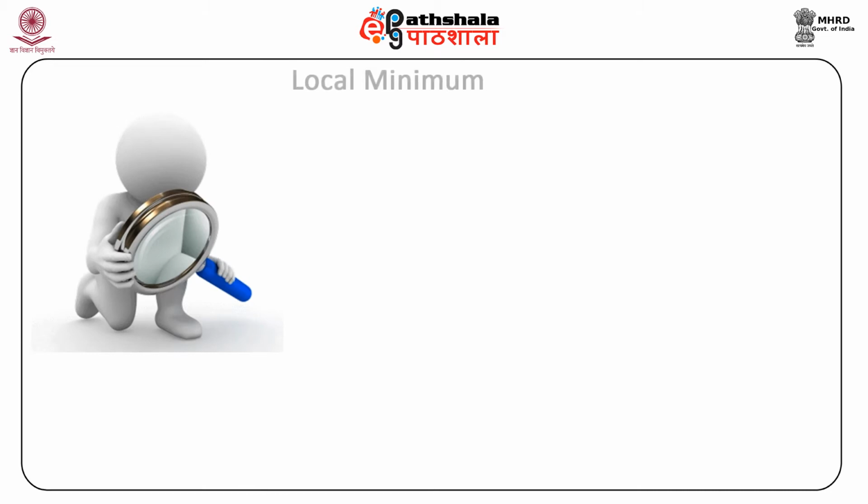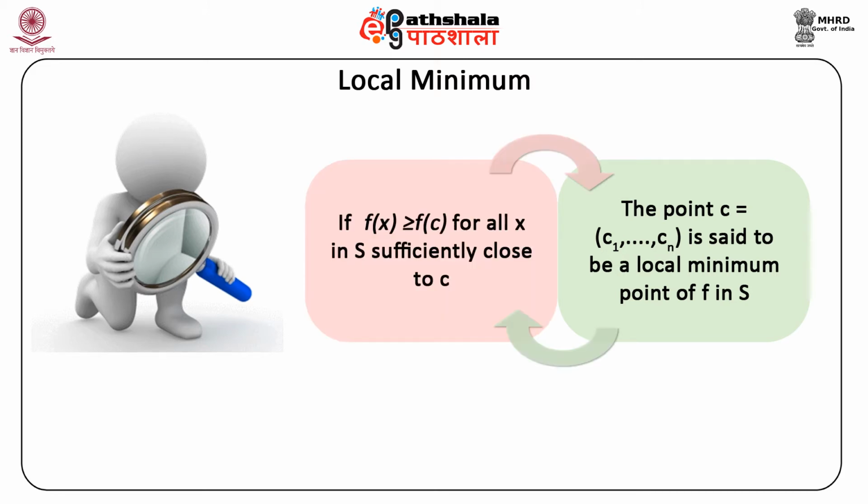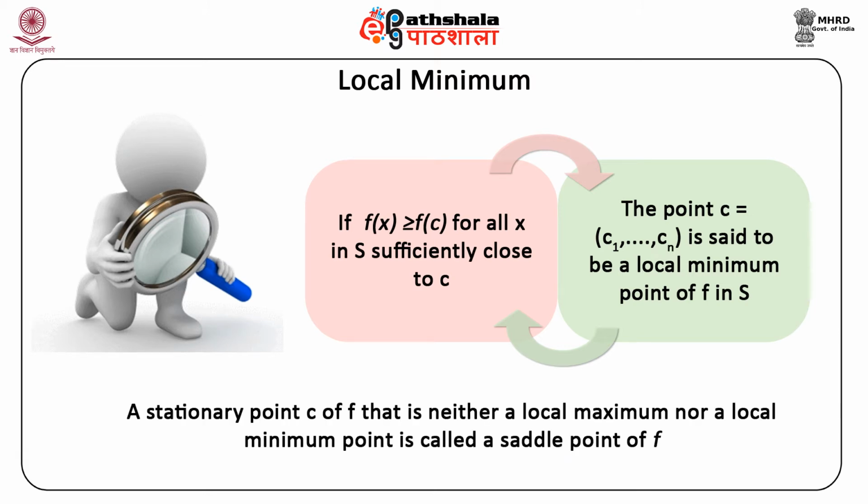Here, we take a look at how to define a local minimum. Similarly, the point C going from C1 till Cn is said to be a local minimum point of f in S if f of x is greater than or equal to f of c for all x in S sufficiently close to c. A stationary point C of f that is neither a local maximum nor a local minimum point is called a saddle point of f.